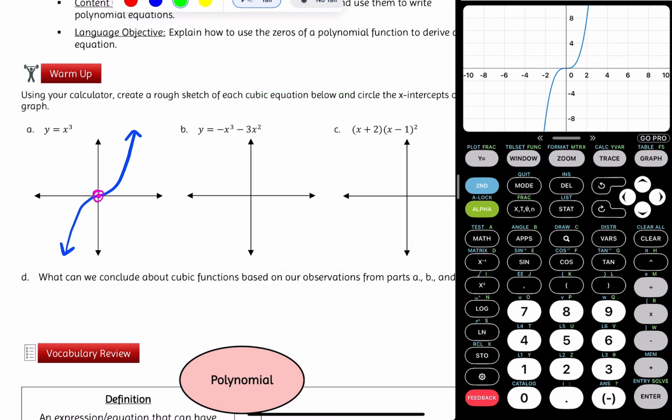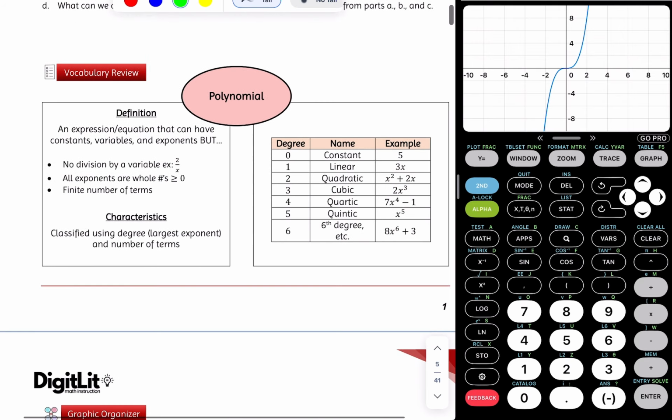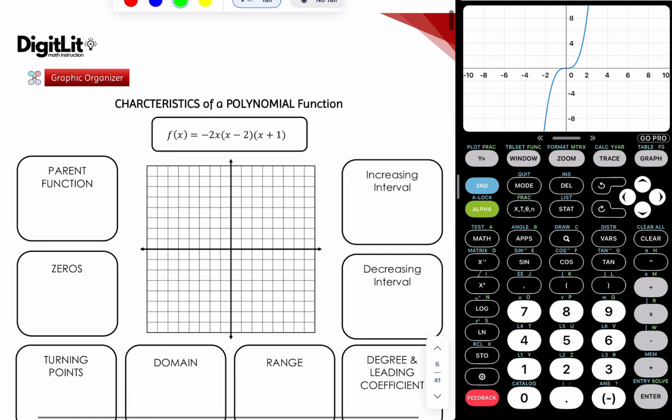So what I would like for you guys to do are these next two sketches. Pause the video, take a minute, do those two sketches, and then see if you can come up with a conclusion about A, B, and C. I'll give you a hint. I want to know how many possible solutions could a cubic have. Once you finish those, let's move on to page 2.